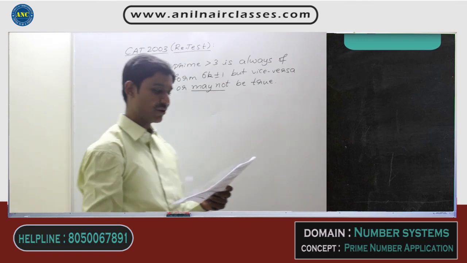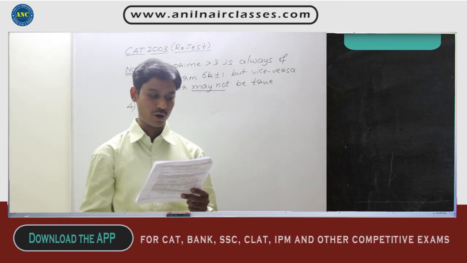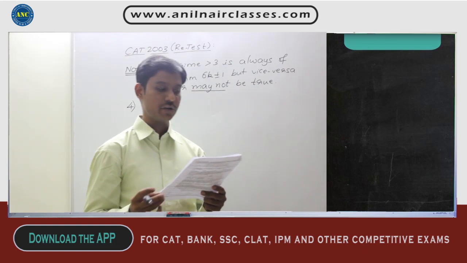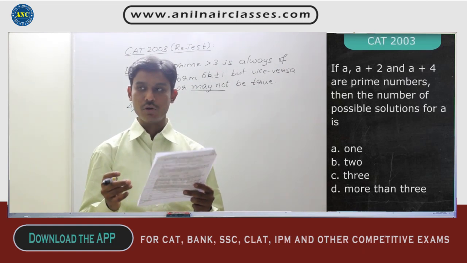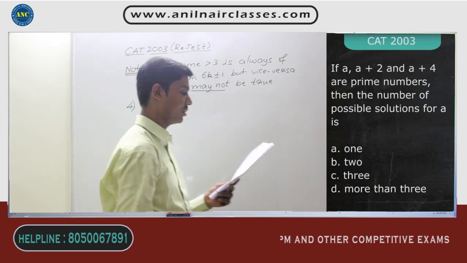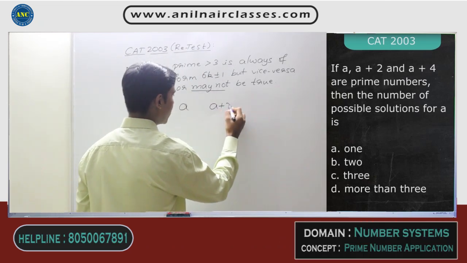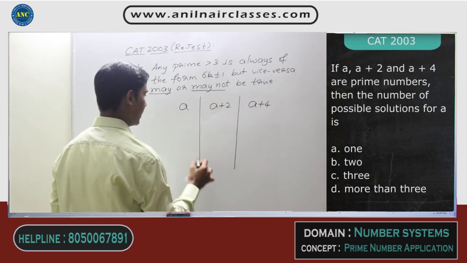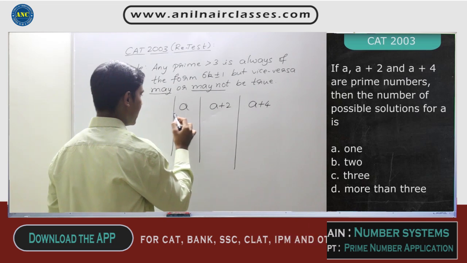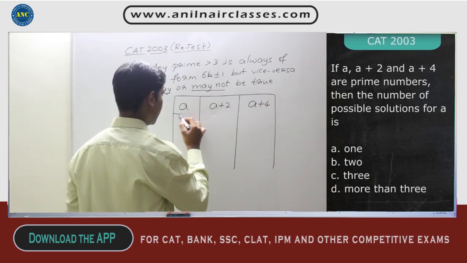I think we have solved this question also in our regular class. The original CAT question we have solved in the regular class. Let us solve it again. If a plus 2 and a plus 4 are prime numbers, then the number of possible solutions for a is how much? Right now see here, they are telling that a, a plus 2, a plus 4, these are prime numbers. How many values can a take such that a, a plus 2, a plus 4, all three will become prime numbers? That is what they are asking.